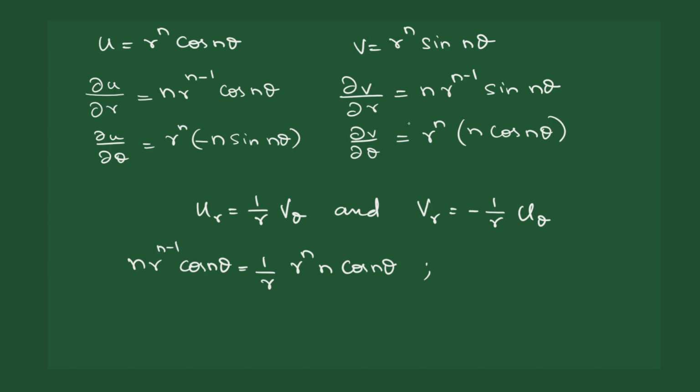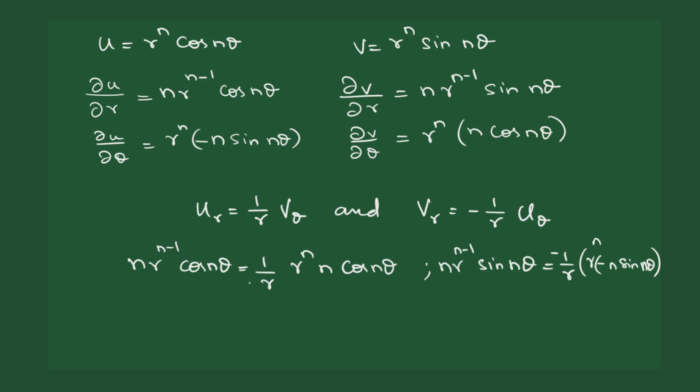And then again v_r. v_r is ∂v/∂r, so n into r^(n-1) sin nθ is equal to, sorry, it should be minus 1/r into u_θ. What is u_θ? u_θ is this one, ∂u/∂θ, that is r^n into minus n sin nθ. Clear? So now we have to check whether both are the same.